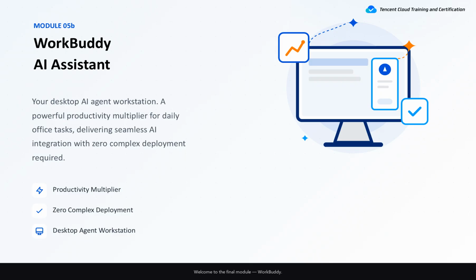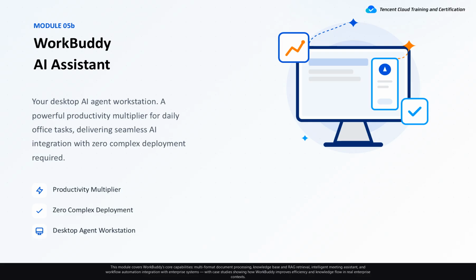Welcome to the final module, WorkBuddy. If CodeBuddy is the AI productivity tool for developers, WorkBuddy is the AI intelligent work platform for the entire enterprise, extending AI assistance value to every knowledge worker. WorkBuddy is an enterprise intelligent work platform powered by Tencent AI, supporting multimodal content understanding and generation, and deeply integrating with enterprise CRM, ERP, and OA systems through APIs to break down workflow information silos.